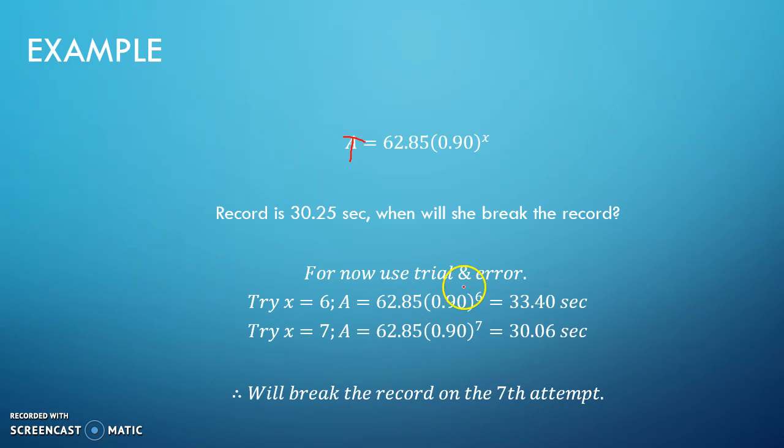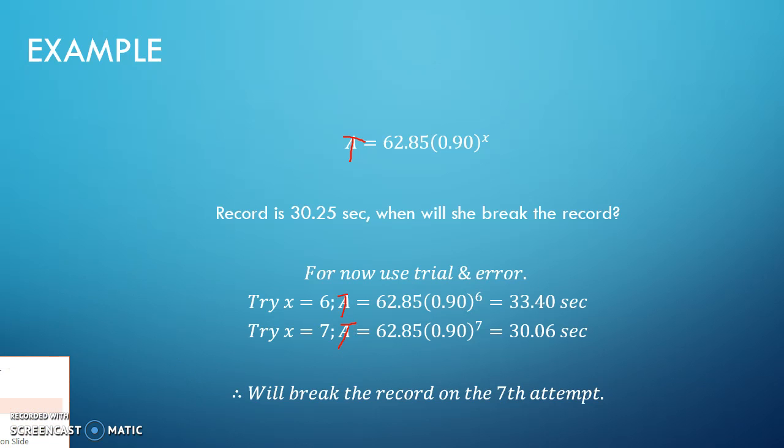For now, we're just going to use some trial and error. In the next video, we're going to look at ways we could solve for that unknown. But for now, it's okay to just use some trial and error. So if we try x equals 6, time equals 62.85 times 0.90 to the power of 6. So after the sixth attempt, her time is going to be down to 33.40.